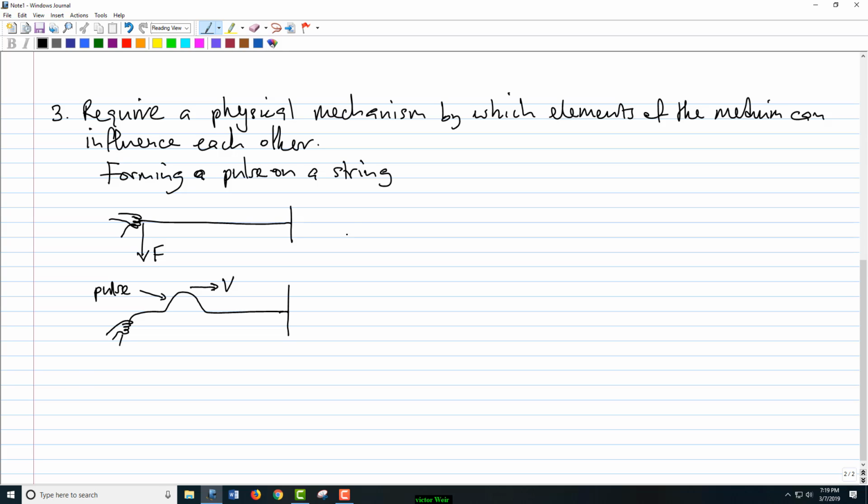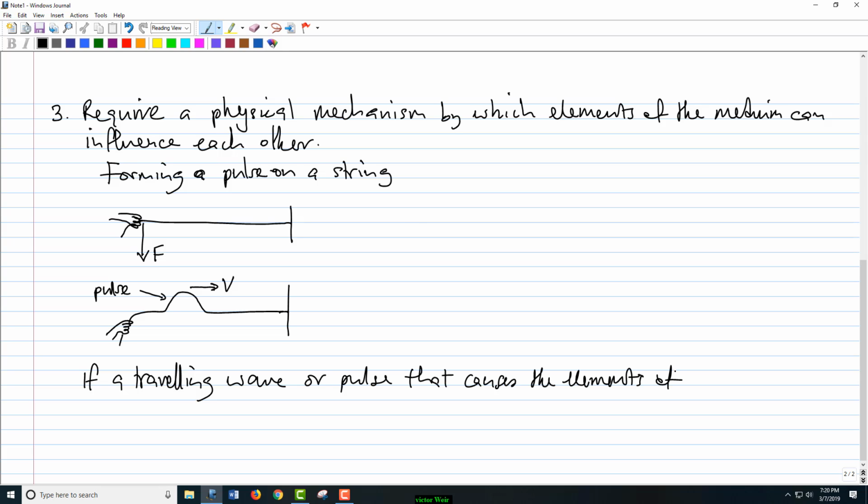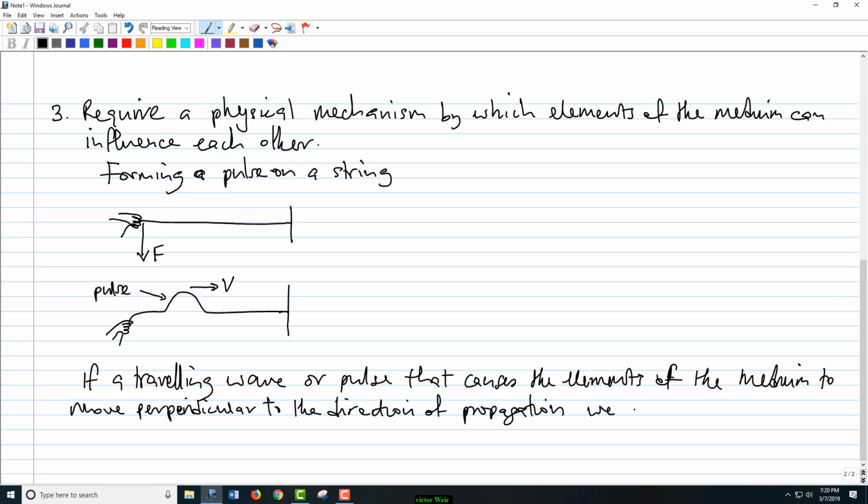Now I will write that if we have a traveling wave or pulse that causes the elements of the medium to move perpendicular to the direction of propagation, we call this a transverse wave. So I'll underline transverse wave.